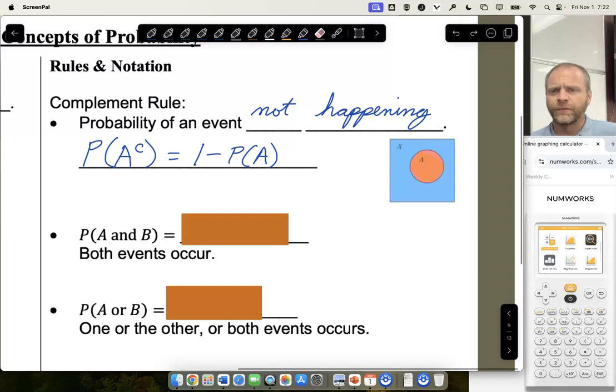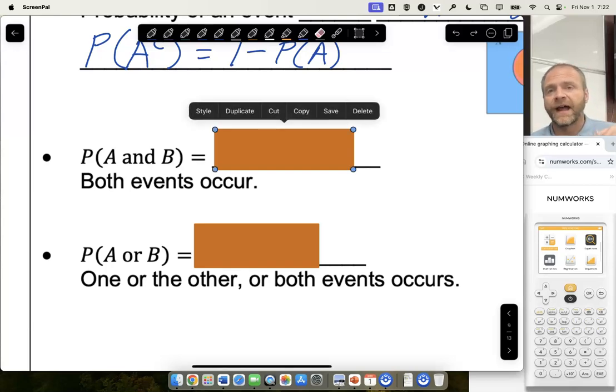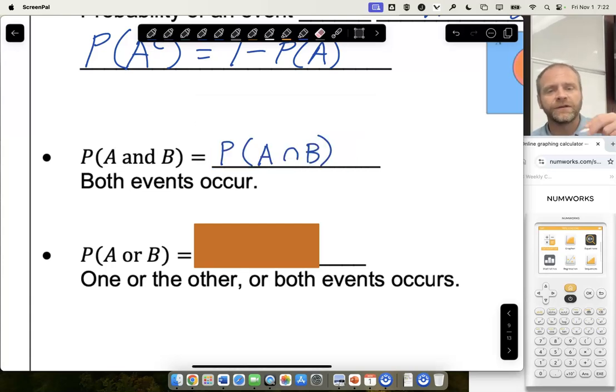Then we looked at 2 different words. We looked at the probability of an event A and B, or we looked at the probability of event A or B. When it was and, both of them had to happen. The first Starburst had to be red, and the second Starburst had to be red. Or the first Starburst had to be yellow, and the second Starburst had to be yellow. So in that case, we use this notation, you would call it an upside down U. This symbol right here means and.